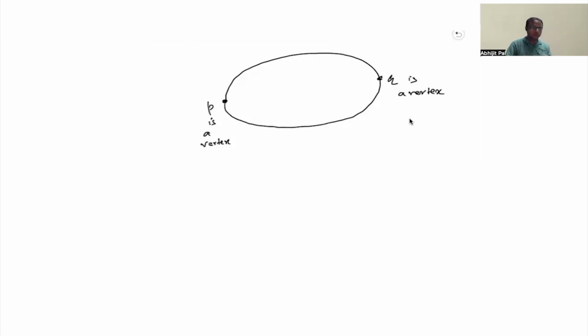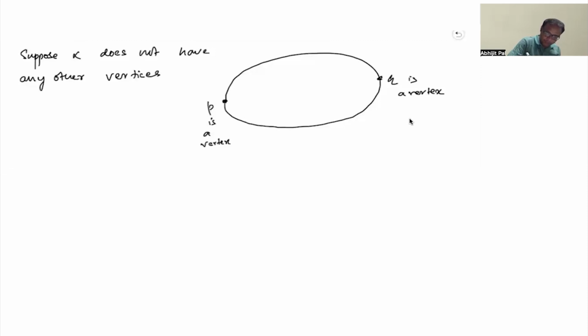Okay. So suppose there does not exist any other vertices. Suppose alpha does not have any other vertices. Okay. So this is my beta and this is my gamma.